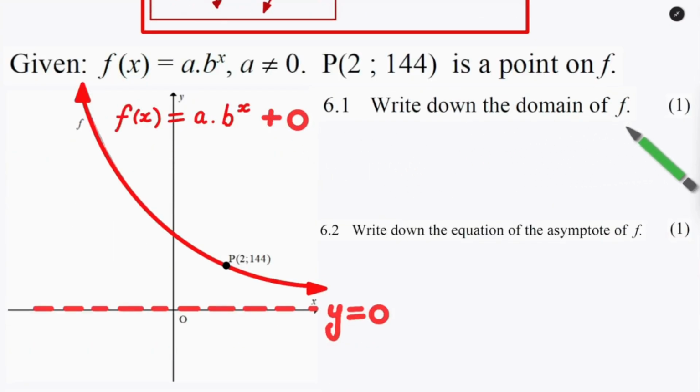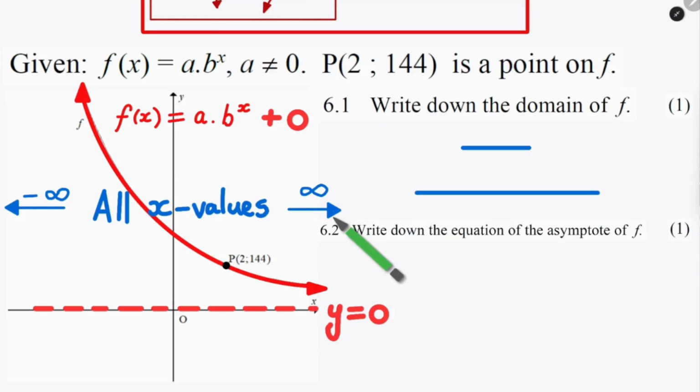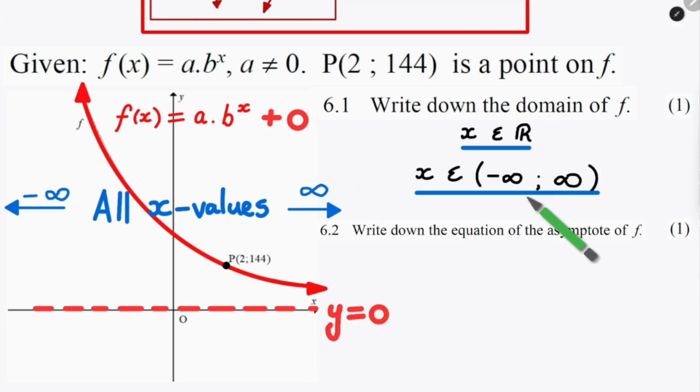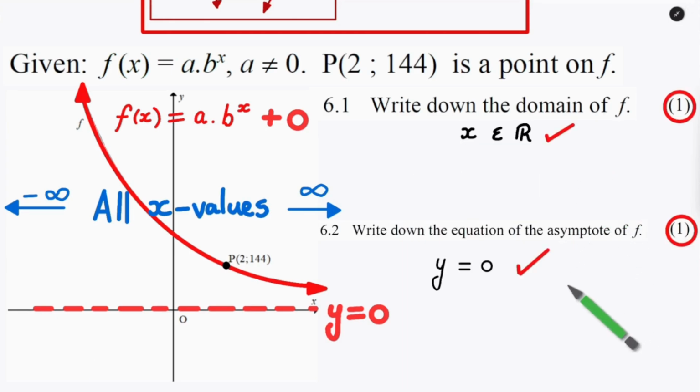If we need to write down the domain of f, this graph goes on forever with the x values. It goes forever to the left and forever to the right, so it exists at all x values. We can represent that in one of two ways. I can say x is an element of the real numbers, or I can say x is an element that spans from negative infinity to positive infinity, always using circular brackets for infinities. And if I have to write down the equation of the asymptote of f, it's y equals 0. It's this dashed line that goes across on top of the x-axis. And your 2 marks simply come from the answers here.